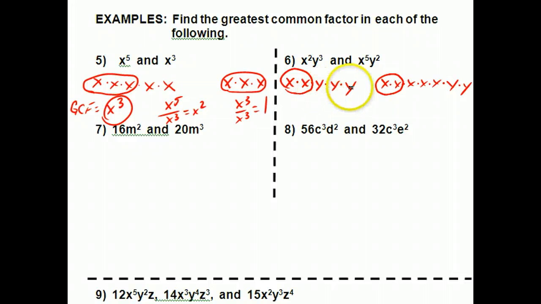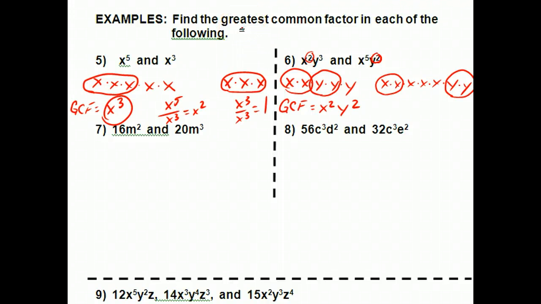And then this side looks like I can only take out 2 y's from this one. So what's common to each is a group of 2 y's. So my greatest common factor, my GCF, is going to equal x squared y squared. So it looks like if I compare these two terms, this was the low exponent for my x's, and this was the lower exponent for my y's. The lowest exponent turned out to be the piece that I had to put in my GCF.